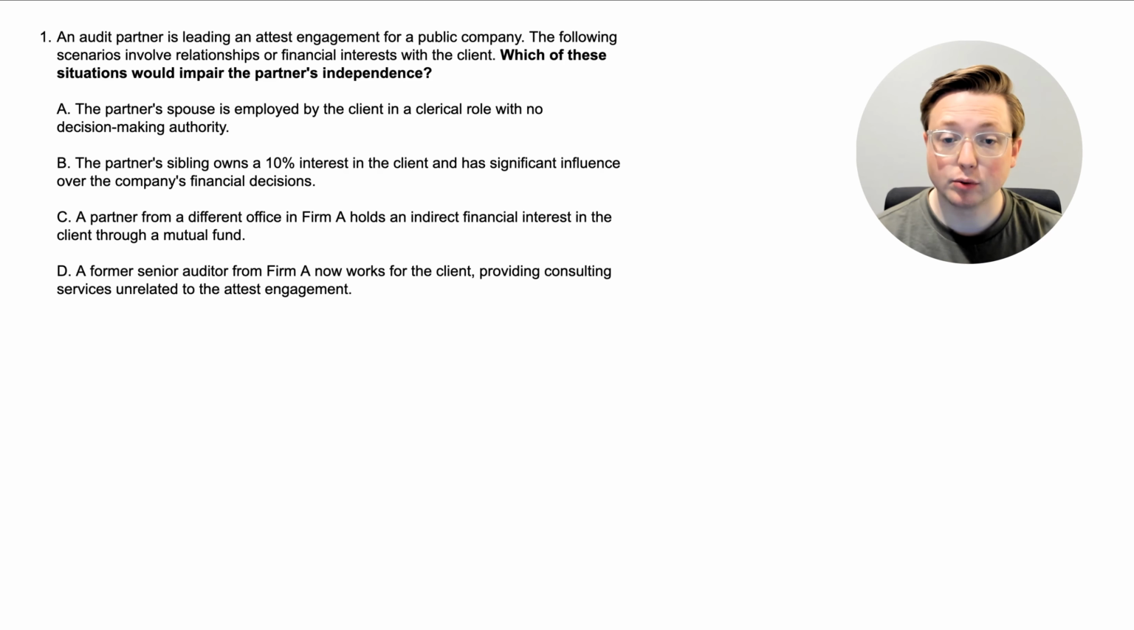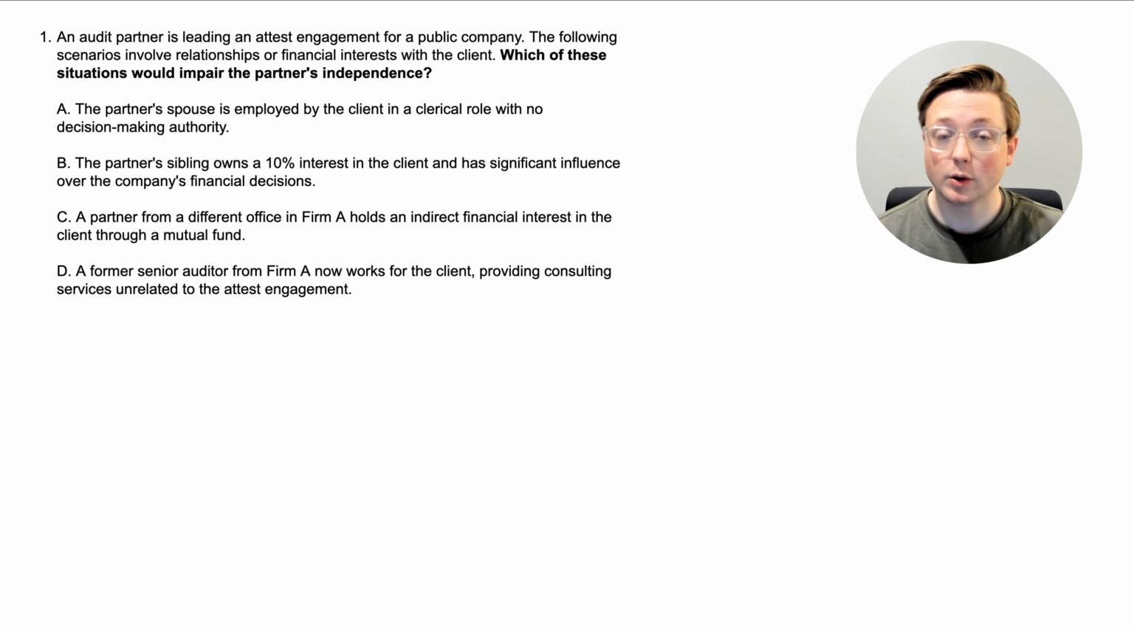The partner's spouse is employed by the client in a clerical role with no decision-making authority. Okay. The partner's sibling owns a 10% interest in the client and has significant influence over the company's financial decisions. A partner from a different office in firm A holds an indirect financial interest in the client through a mutual fund. A former senior auditor from firm A, and I guess that this auditor works in firm A, now works for the client, providing consulting services unrelated to the attest engagement. So again, with all that information, which one of these options is something that's going to impair the independence of the partner in question here?